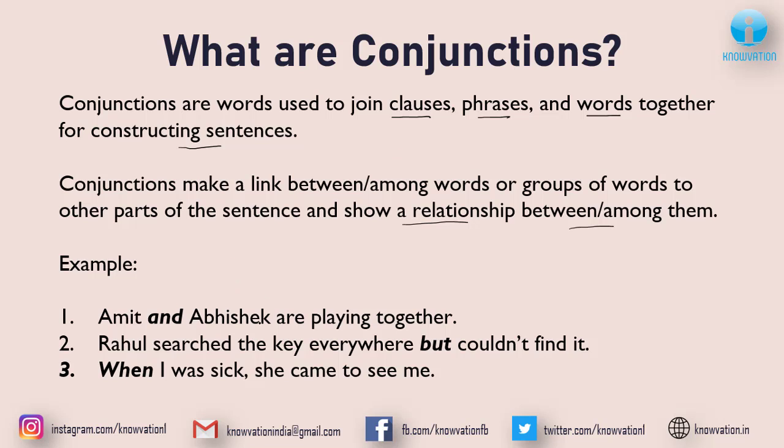Amit and Abhishek are playing together. So here Amit and Abhishek have been linked with the word and, which is my conjunction here. Rahul searched the key everywhere but couldn't find it. So but is basically joining these two ideas: that he couldn't find it, and what was he searching for? He was searching for the key. When I was sick, she came to see me. So basically this is an independent clause and this is a dependent one. So when is basically linking these two clauses. So इसके बारे में हम और आगे देखते हैं.